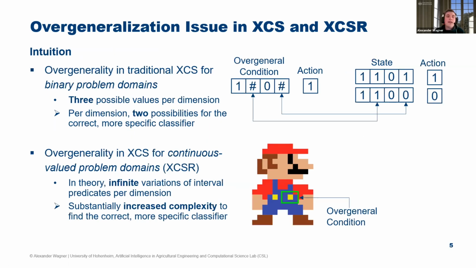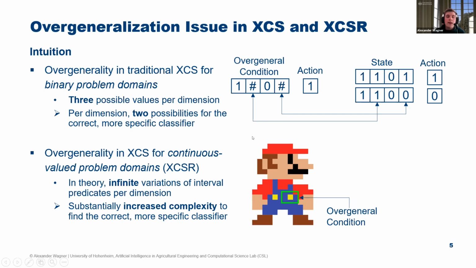So to get a more intuitive idea of the differences between overgeneralization in binary problem domains and in the continuous valued problem domains, here are two visualizations. In the binary problem domains, the dimension of a classifier is represented by 3 possible values, and the generalization is represented by the hash sign, which can stand for 0 and 1. And therefore, in each dimension, you have two possibilities to get the correct, more specific classifier. There you can set these hash signs to more specific versions, and then you will get the correct version.